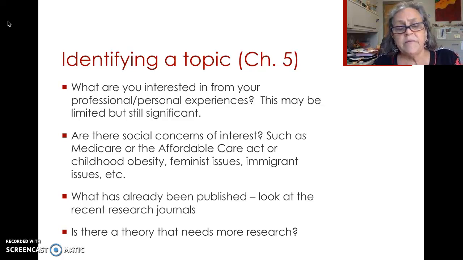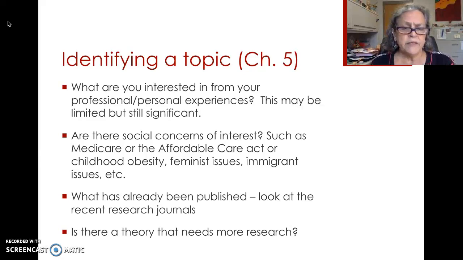You might want to think about social concerns like Medicare or the Affordable Care Act or childhood obesity, things like that. And then you want to see what's already been published. So it's good to look at the recent research journals. Besides AJOT, there's also the OT Journal of Research and Rehabilitation. So that's a good journal as well.